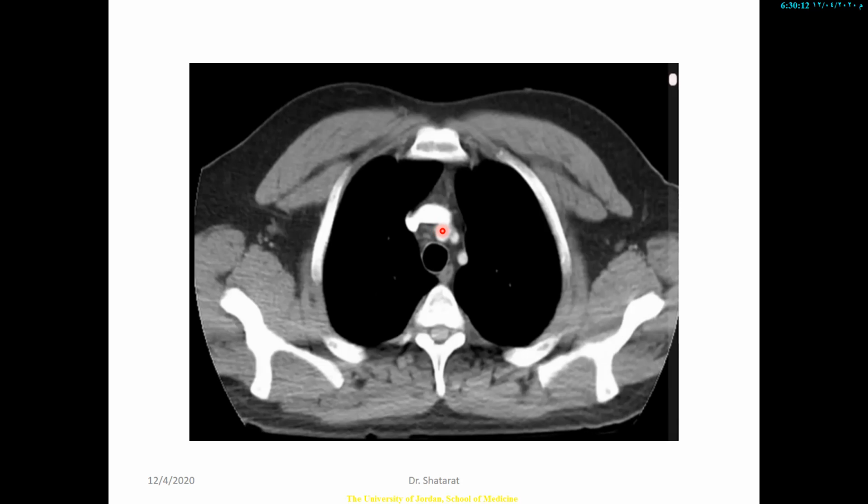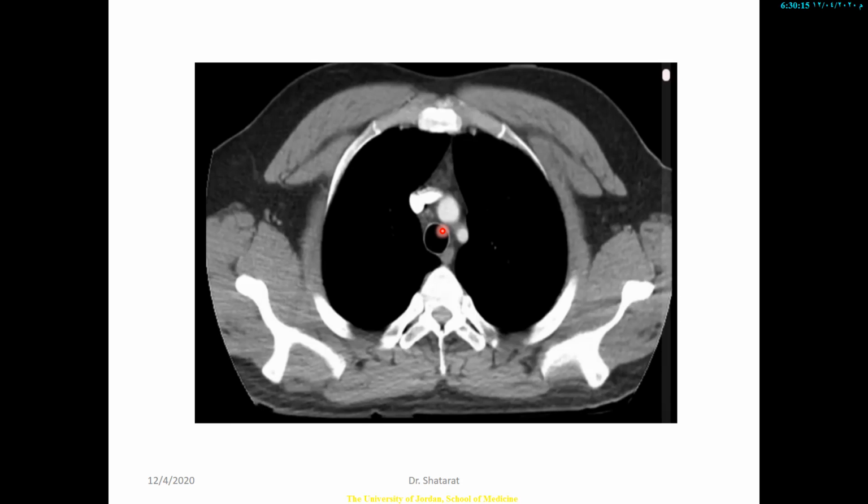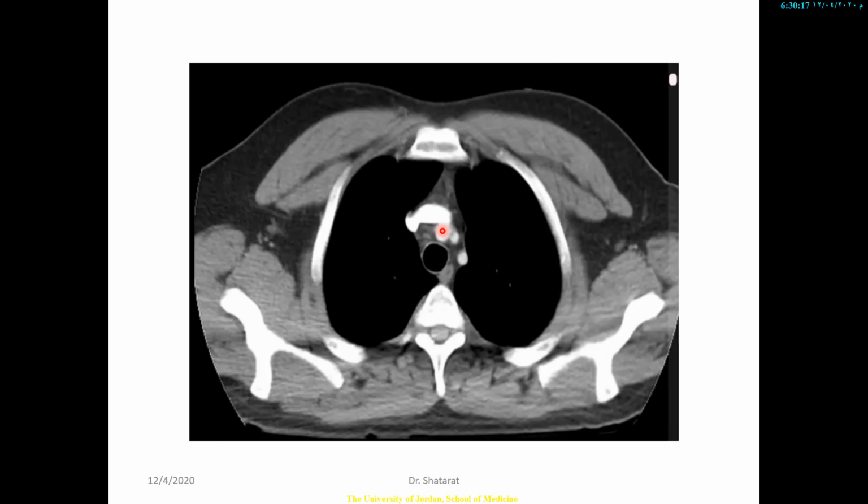Again, here it's more obvious than this one here. This one is obvious without a doubt. This is the brachiocephalic trunk. This is the left common carotid, and this is the left subclavian artery. And here, we used to see the superior vena cava.